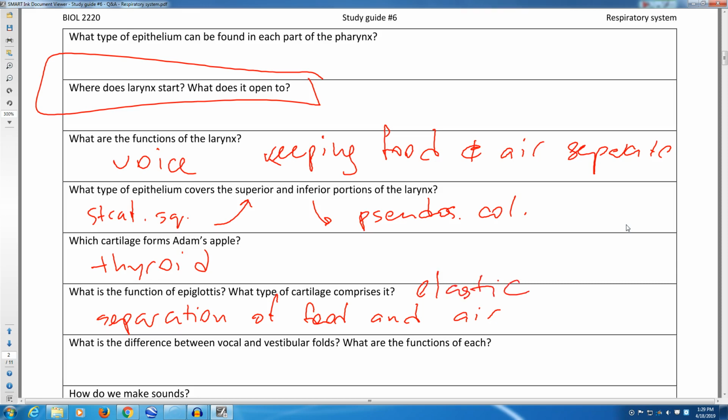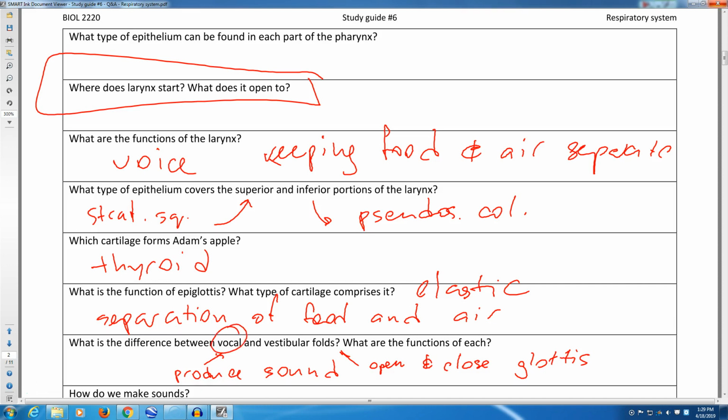The difference between vocal and vestibular folds. Vocal folds produce sound, and vestibular folds open and close the glottis. Sorry, I have to remove the keyboard. It's much more convenient without it in front of me. So far, we're clear? So, functions.